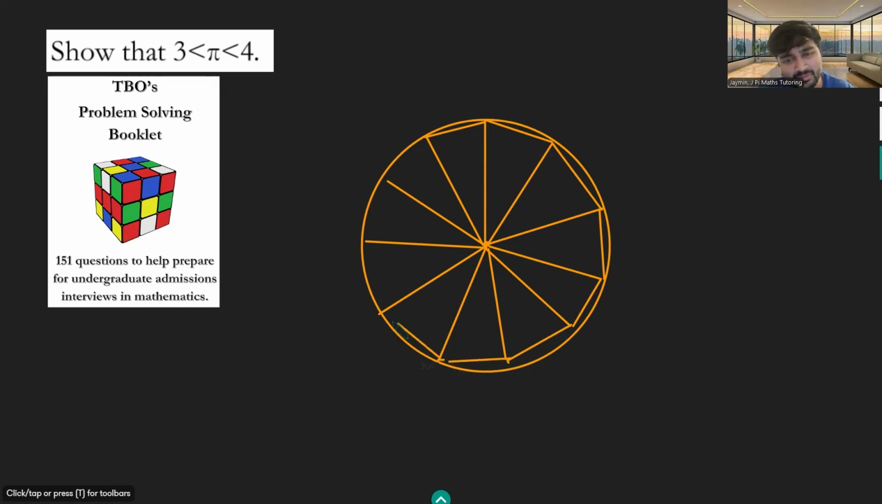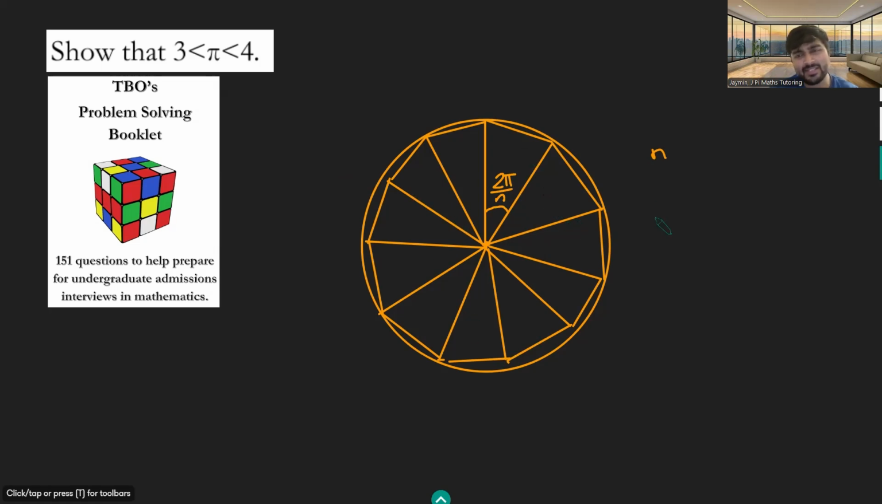And we're going to ask ourselves, well, what is the area of this polygon? Okay, well, it's got n sides. How can we work out the area of this? Well, let's first think about this angle here. The whole angle is 2 pi, and we've equally split it into n. So that's 2 pi over n.